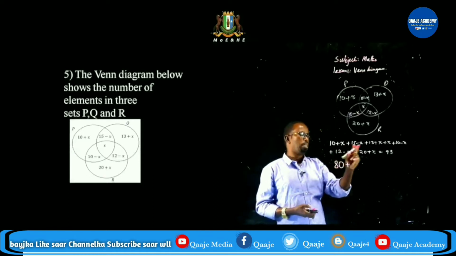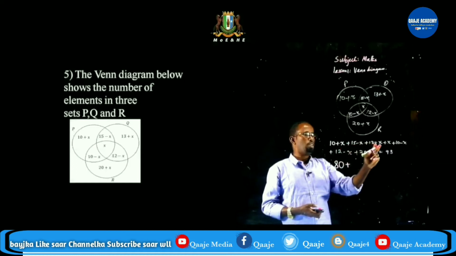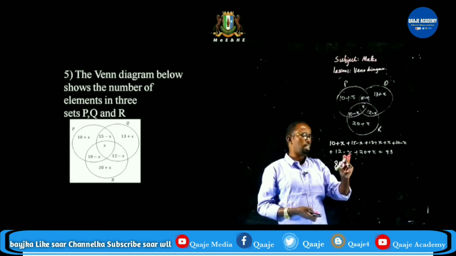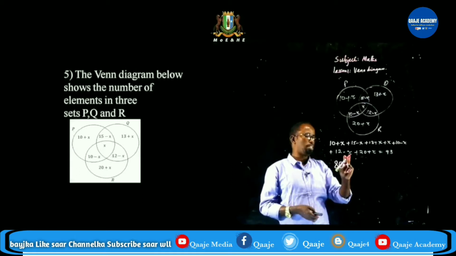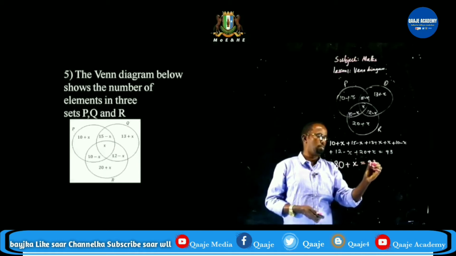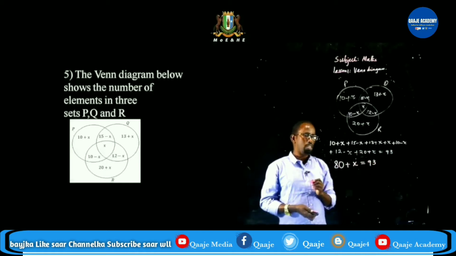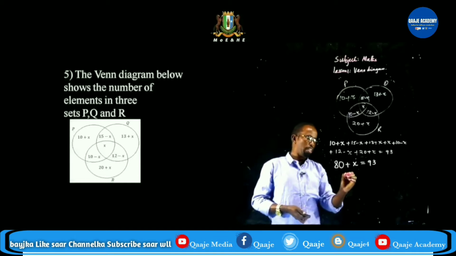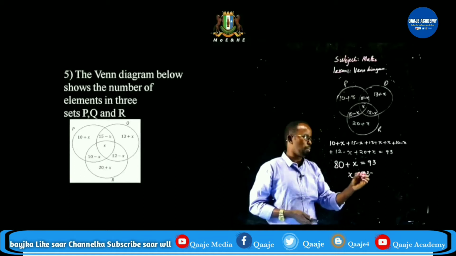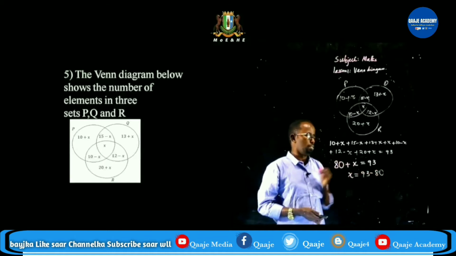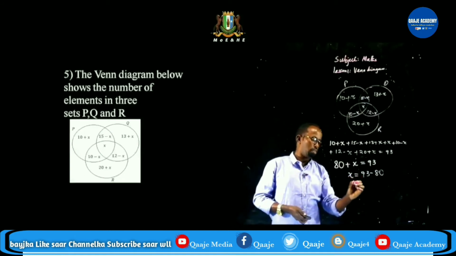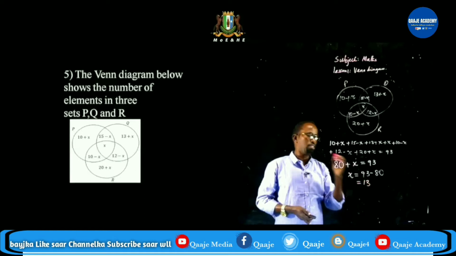Plus x minus x is 0. x plus x is 2x. 2x minus x is x. Minus x. x minus x is 0. Therefore, you have only one x remaining, which is equal to 93. So therefore, x will be equal to 93 minus 80. 93 minus 80. So therefore, x remains here 13.